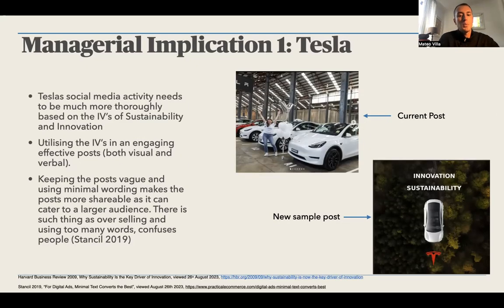Using short, precise keywords in posts will assist in retweet ability. Additionally, the use of vagueness in the post will assist in potential retweets, as it will cater to a larger audience rather than putting a detailed statement that may cut down the sharing and retweet potential.